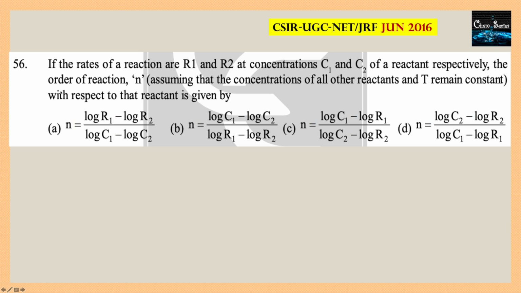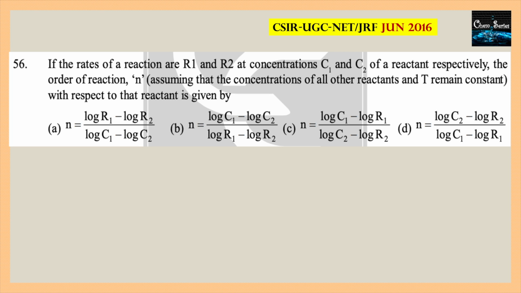If the rates of a reaction are R1 and R2 at concentrations C1 and C2 of a reactant respectively, the order of the reaction N, assuming that the concentration of all other reactants and T, that is time, remain constant with respect to that of the reactant, is given by, that is N with respect to the reactant is given by. On seeing this question, with R1 and R2 and the concentrations C1 and C2, do you remember where we have studied this previously?